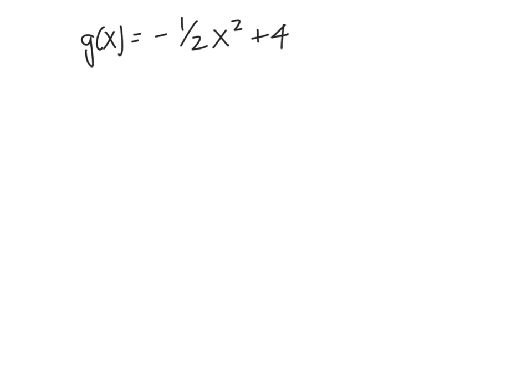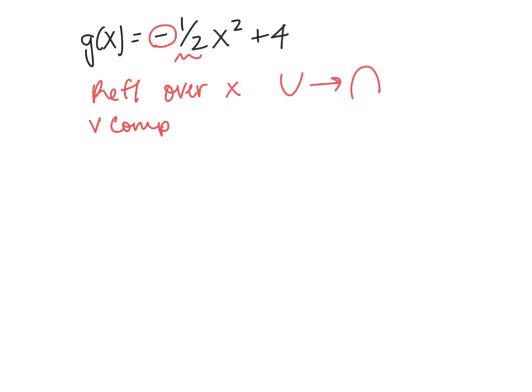So again, our first step is just to list the transformations. That negative on the outside is the same as before. Reflection over x. So that just means our parabola normally opens up, but now it will open down. This 1/2 on the outside is a vertical compression by a factor of 1/2, which just means normally for the parabolas we go over 1, up 1. Now we will go over 1, up 1/2.